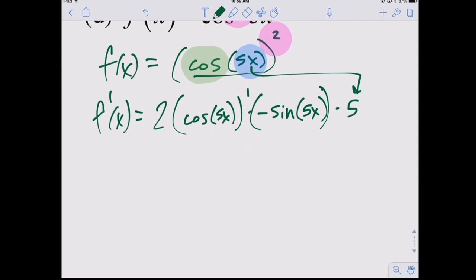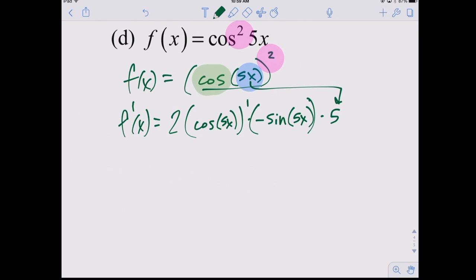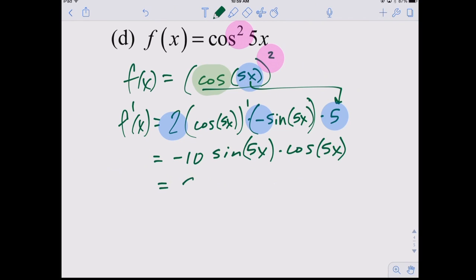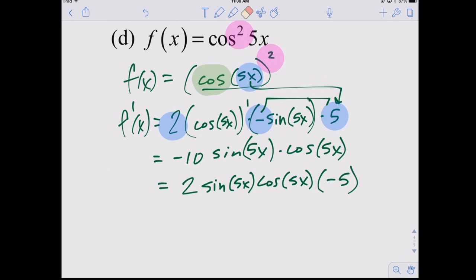Now there's a couple of ways to simplify that. The first way would be to combine your constant multiples. You got a 2, a negative 1, and a 5. That gives you a negative 10. I'm going to go ahead and flip this and call it sine of 5x times cosine of 5x. That's one way to do it, and that's not bad. But you should also identify, if you rewrote it like this, 2 sine of 5x times cosine of 5x, and then that negative 1 and the 5 just get together and call it negative 5, then this is equal to what?